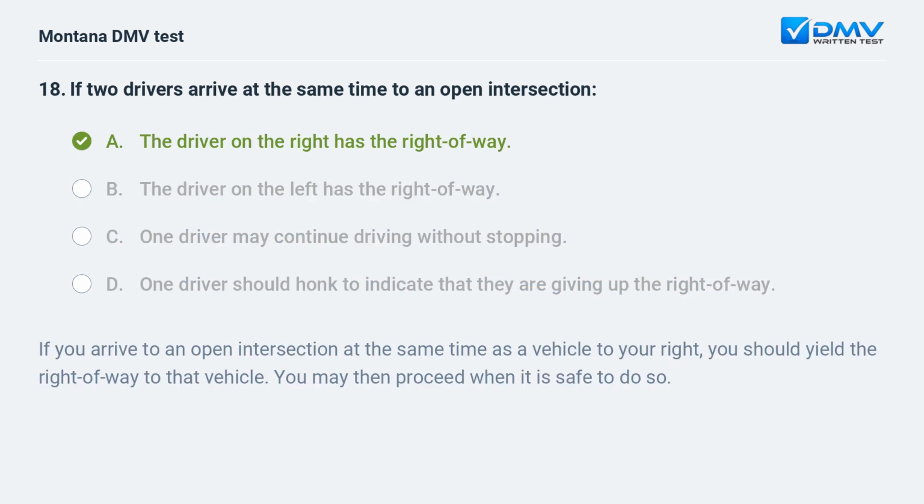A. The driver on the right has the right of way. If you arrive at an open intersection at the same time as a vehicle to your right, you should yield the right of way to that vehicle. You may then proceed when it is safe to do so.